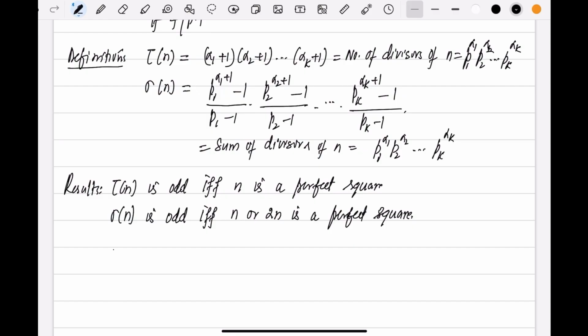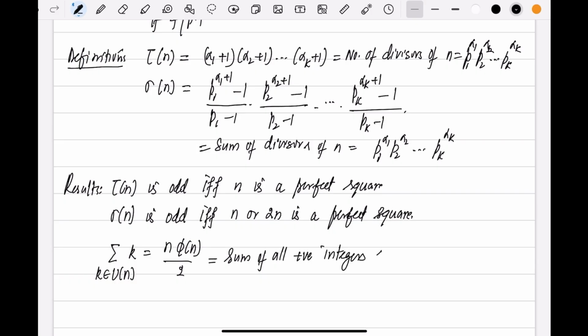Now let's have some more properties. The summation of k, where k belongs to U_n, is equal to n phi(n) divided by 2. Now what does this result tell us? This is actually the sum of all positive integers less than n and prime to n.